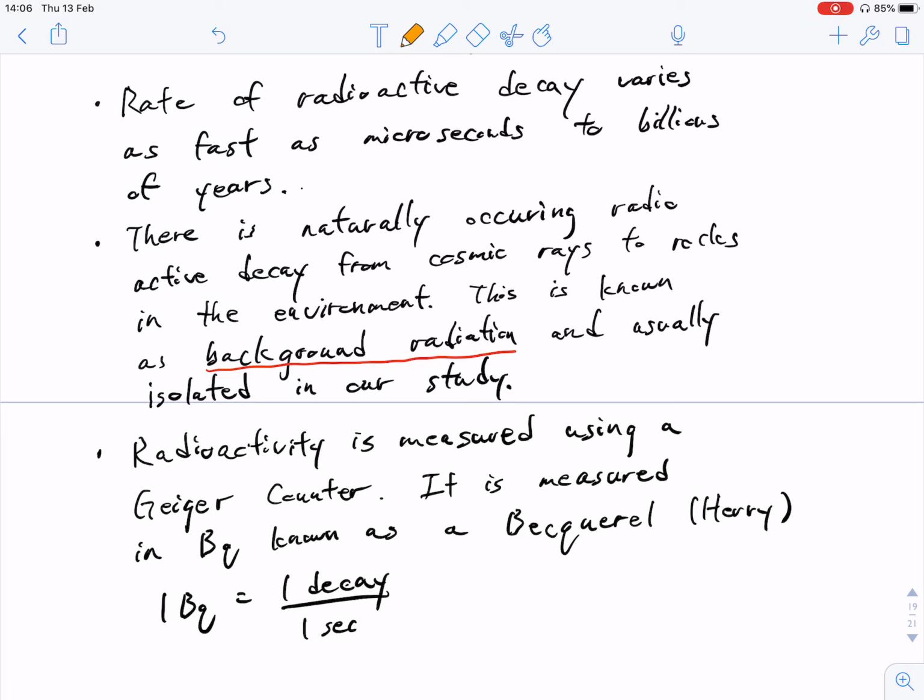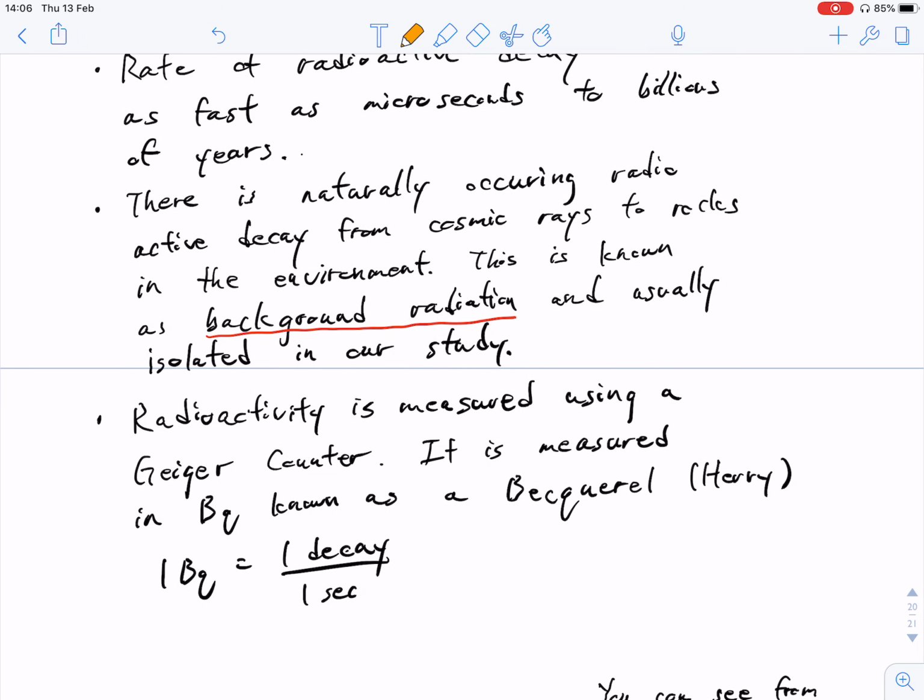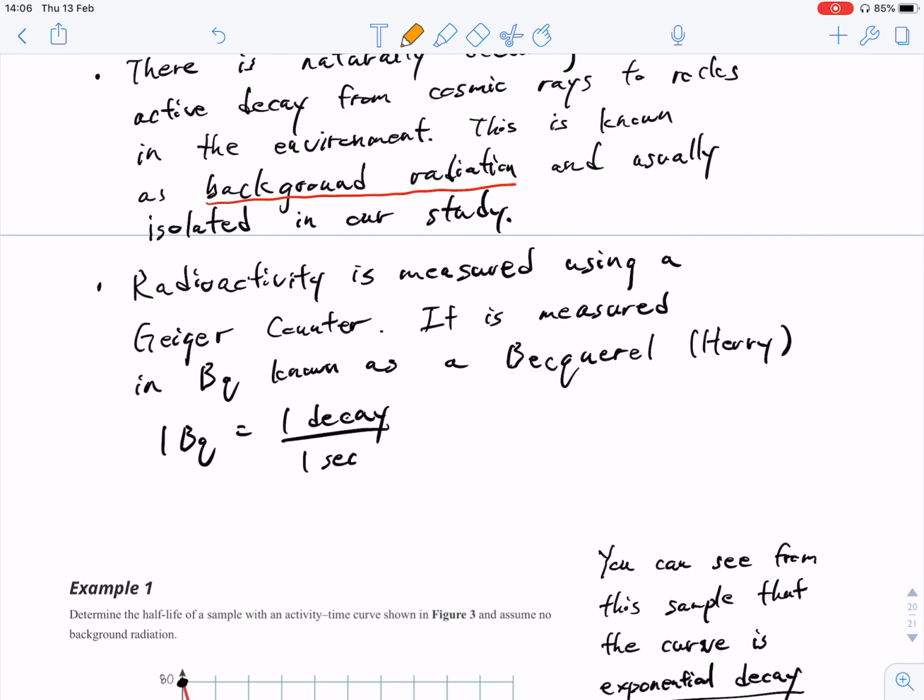Furthermore, there is naturally occurring radioactive decay, which is known as background radiation, that I've got highlighted in red there. This comes from pretty much everything around you, from rocks to cosmic rays, and this will be part of some of your calculations. But most of the time, it is isolated in most of our studies of radioactivity.